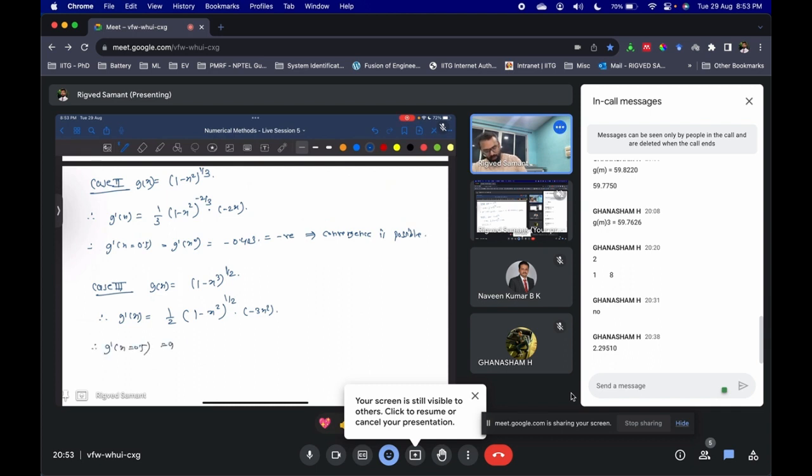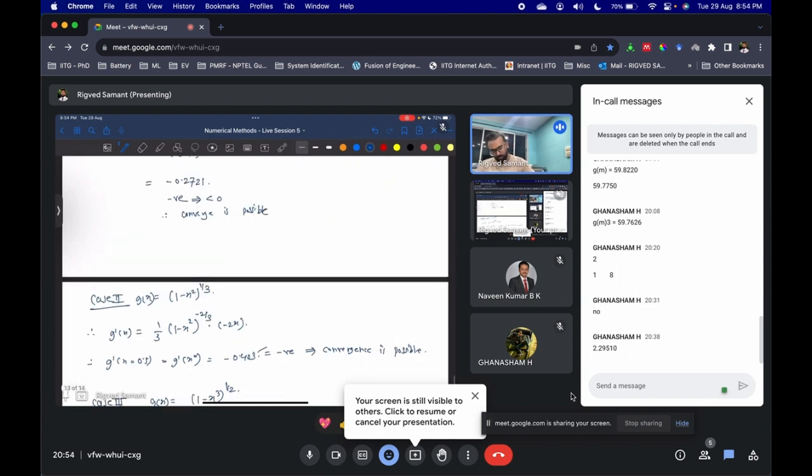This comes out to be minus 4.00. So again negative, convergence is possible. So here also convergence is there, this is also convergent, this is also convergent.